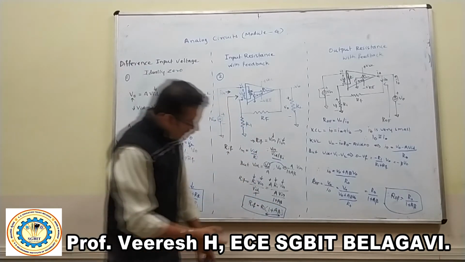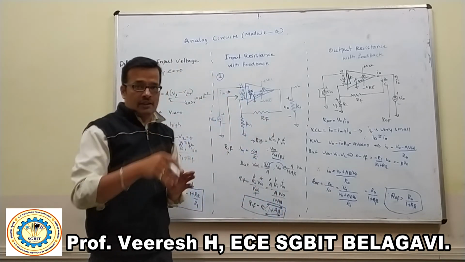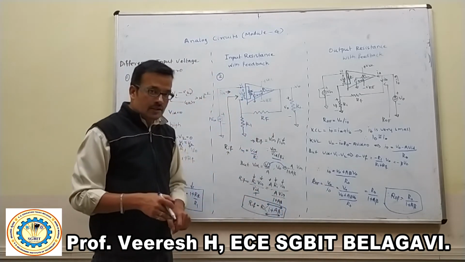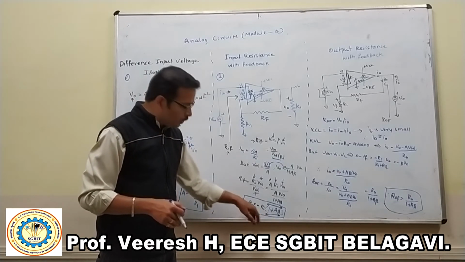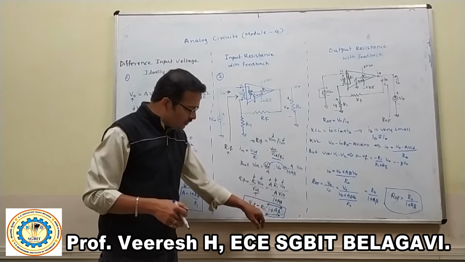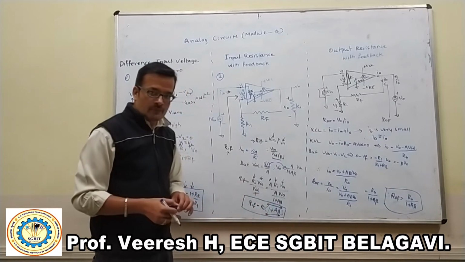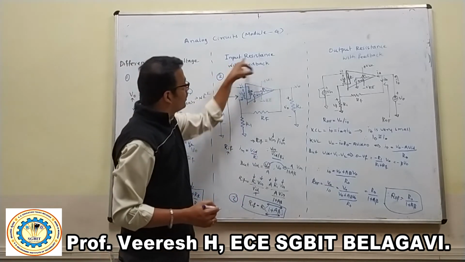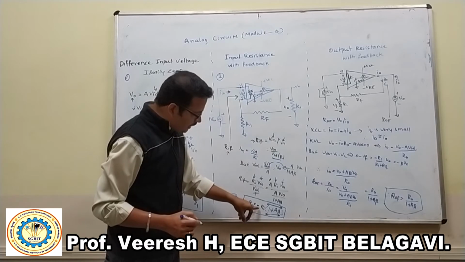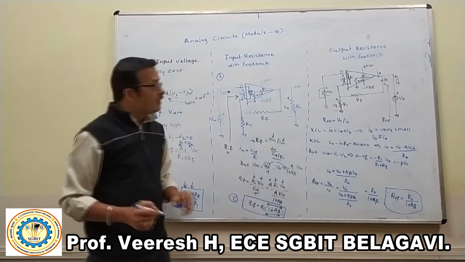Now here you can see that this term, whatever is inside the bracket, is always greater than 1 because it is 1 plus A beta. So because of that, the input resistance with feedback is always greater than the input resistance without feedback by a factor of 1 plus A beta. That is derivation number 2. That is, input resistance with feedback RIF is given by Ri into the bracket 1 plus A beta.